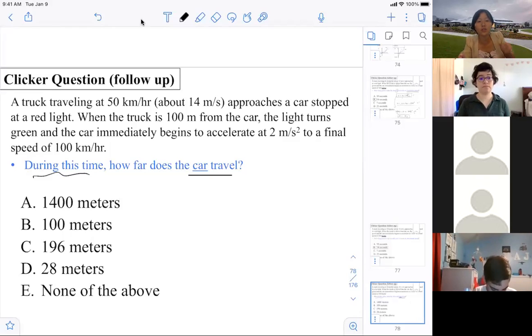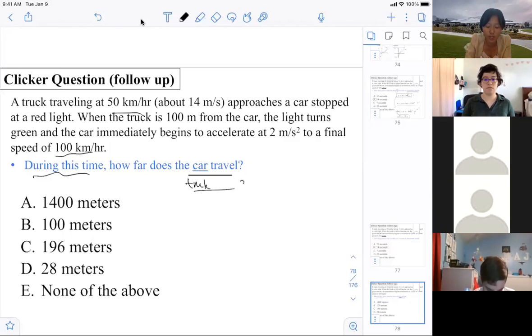Because once the car reaches the maximum speed, you can see it is twice the speed of the truck. If at that moment the truck hasn't passed the car yet, there's no way for it to pass it ever beyond this time. So that's why we're trying to evaluate what happens within this time. And we need to answer this question and the follow-up question: how far does the truck travel during this time?